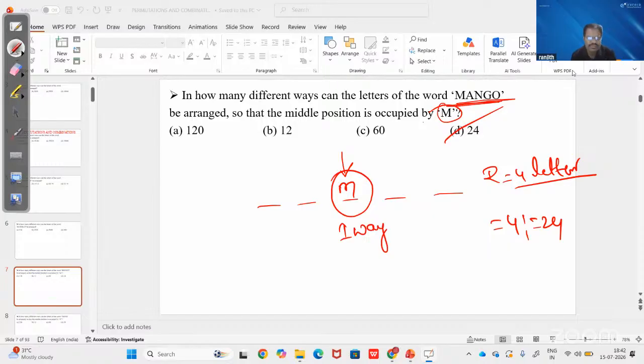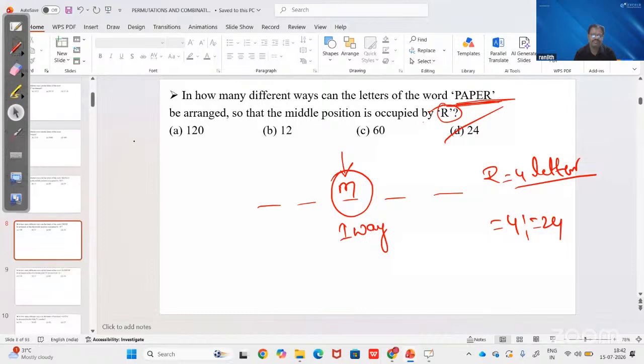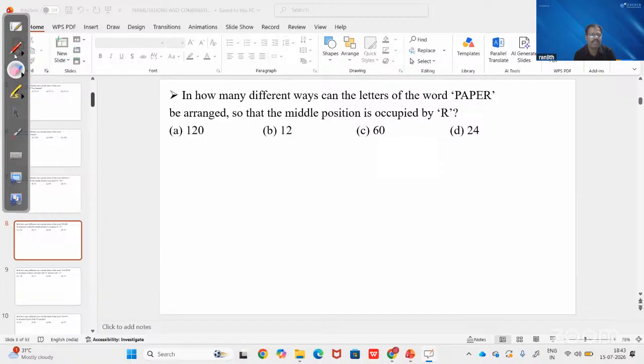Next question. In how many different ways can the letters of the word PAPER be arranged so that the middle position is occupied by R? The middle position is occupied by R. How many letters are in the word? 5 letters. Already one letter is filled by R, so that is one way. The remaining 4 letters can be arranged in 4 factorial.